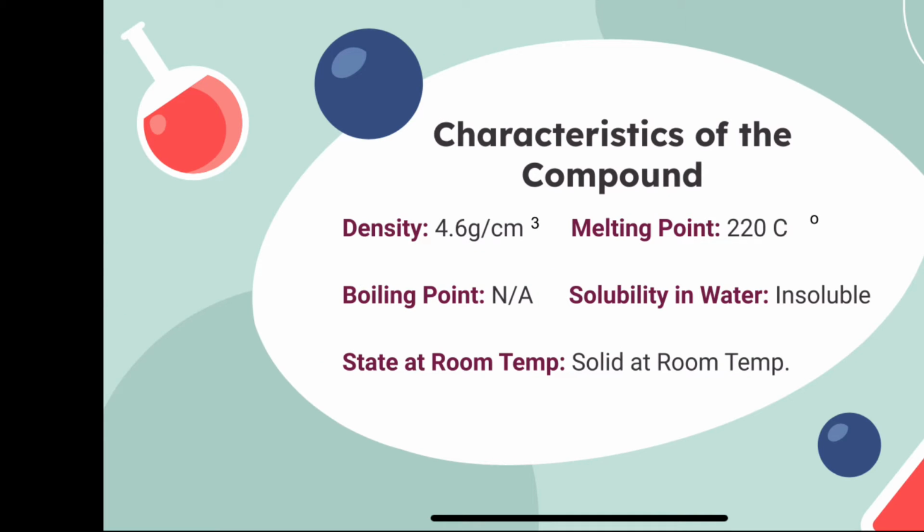Characteristics of the compound. Copper 2 sulfide has a density of 4.6 grams per centimeter cubed. It has a melting point of 220 degrees Celsius. The boiling point is unknown, and it is insoluble in water. At room temperature, it's a solid.